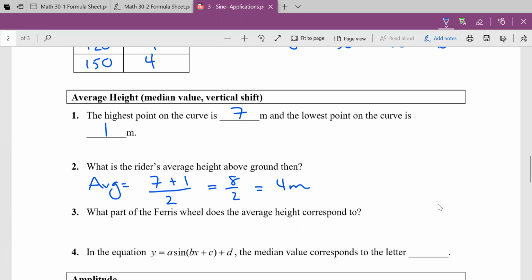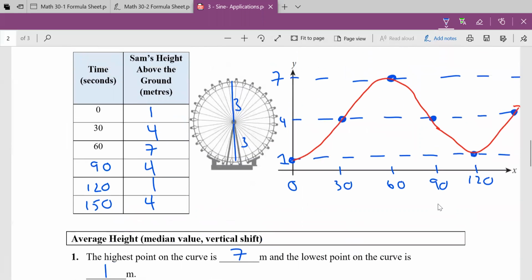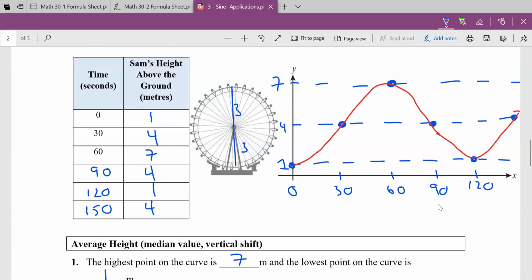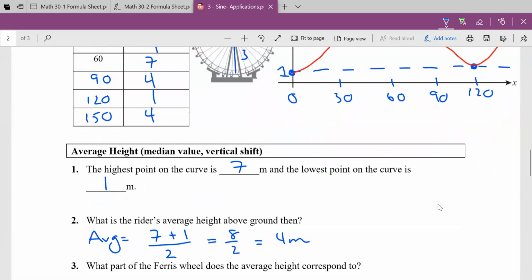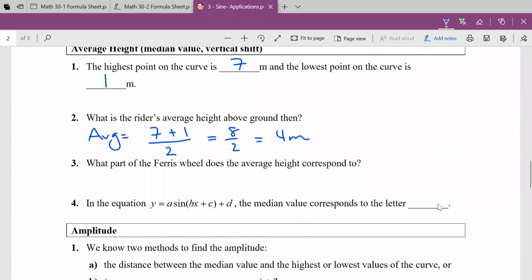Number 3, what part of the Ferris wheel does the average height correspond to? Okay, let's go back up to our pretty picture. 4 meters. Well, do you notice here, I'm just going to extend this line over, 4 meters is going to go through the center of the wheel. So the average height is the center of the wheel.